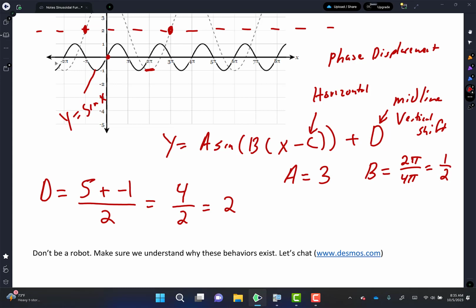So 2 pi divided by 4 pi, that's just the same as what? No, not pi over 2, but you're good. Well, yeah, 1/2. 2 pi, the pi's cancel out. 2 goes into 4 twice, right? So 1/2. So here we go.